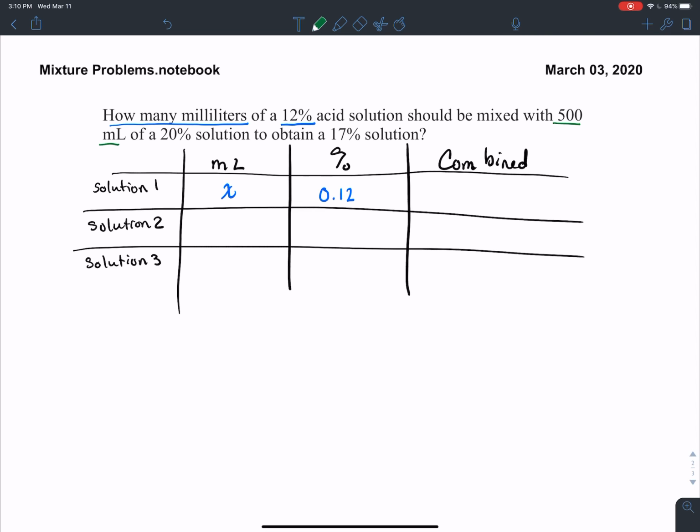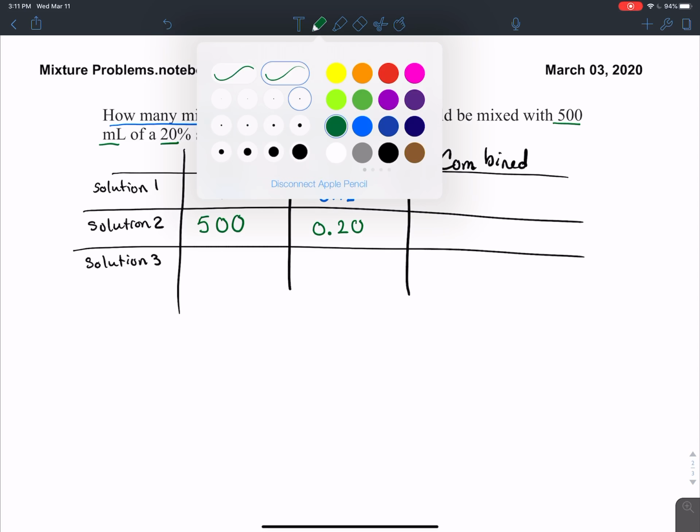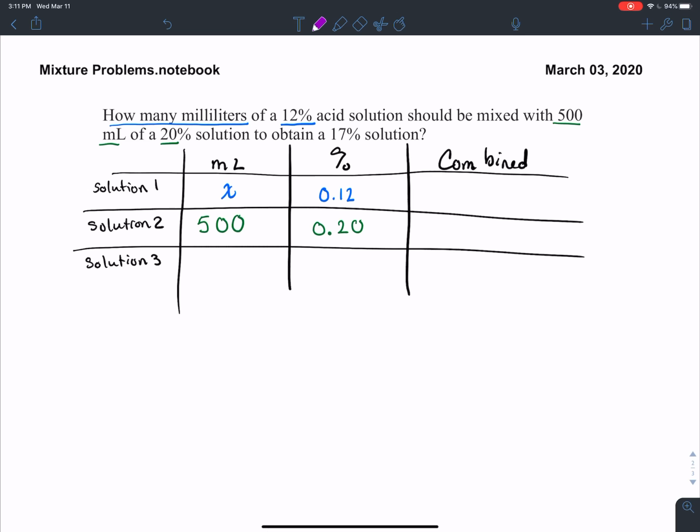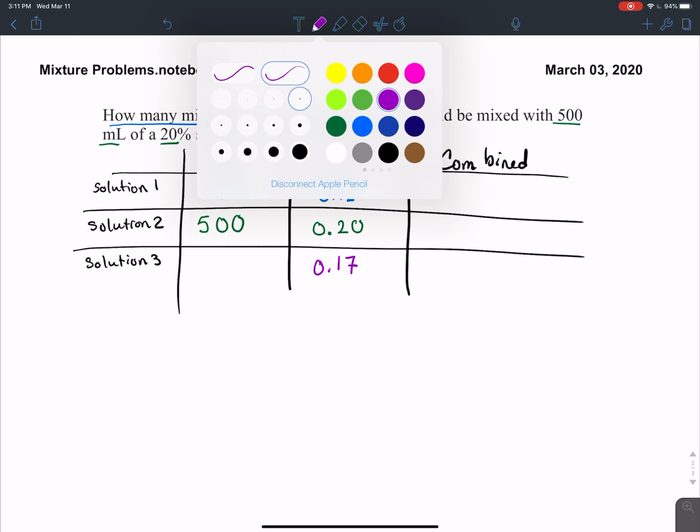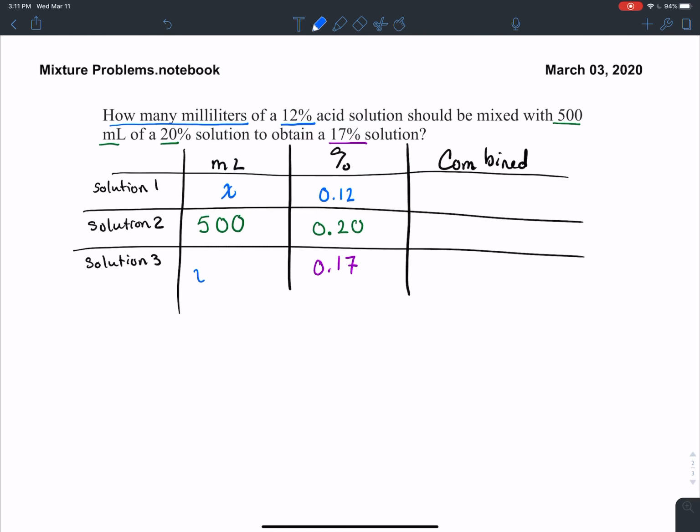500 milliliters of a 20% solution. So in decimal form, that's 0.20. To obtain, so now they're telling me about a third solution, a 17% solution. To find that amount, our milliliters of that 17% solution, I'm going to add solution 1 and solution 2 together.